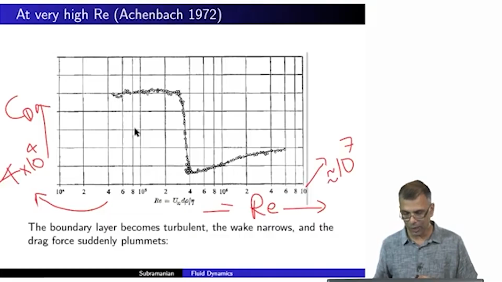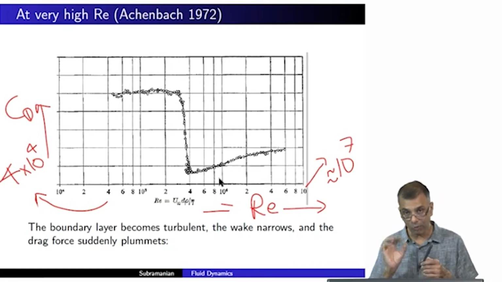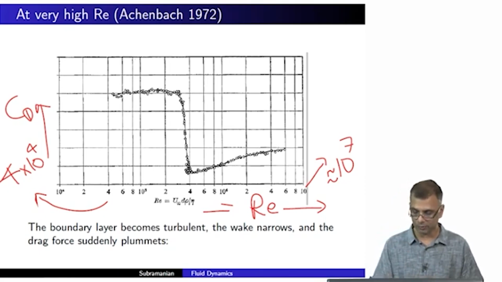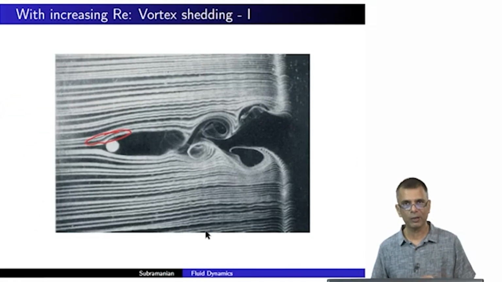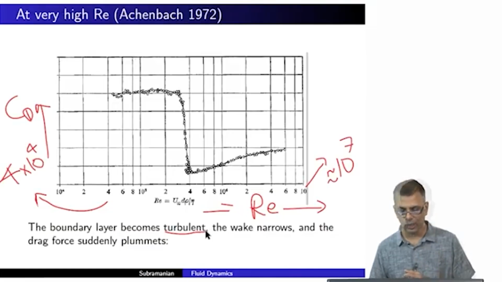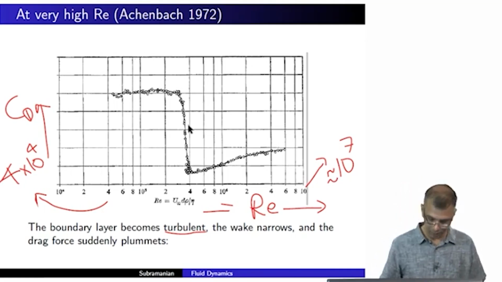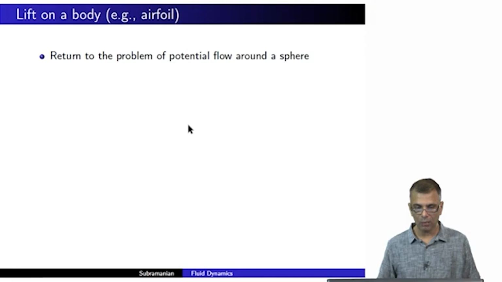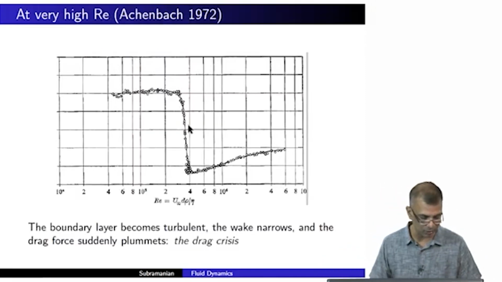Whereas for super high Reynolds numbers, the boundary layer becomes turbulent. And the wake here becomes narrow, and in a complicated way, this is roughly why the drag force plummets, and this is what's called the drag crisis. And this is important, and we will return to the other aspects in a minute.